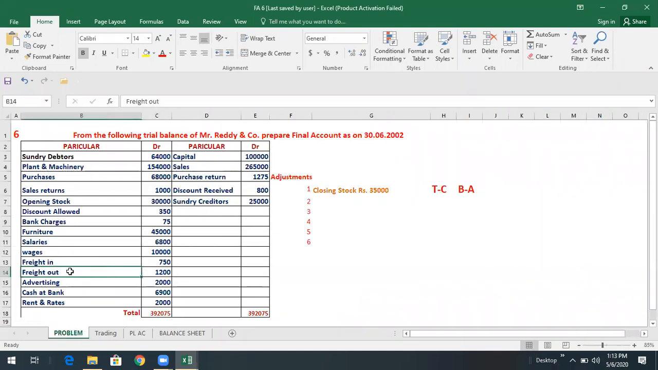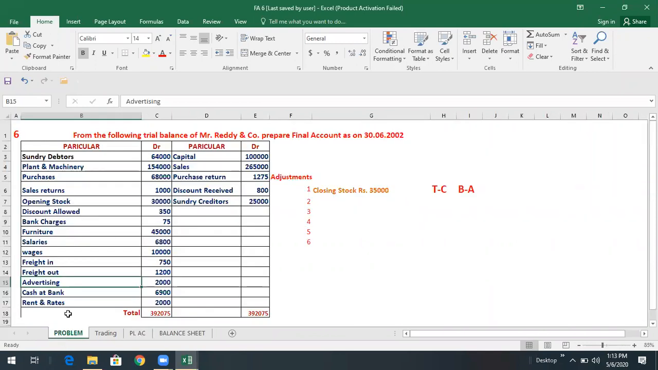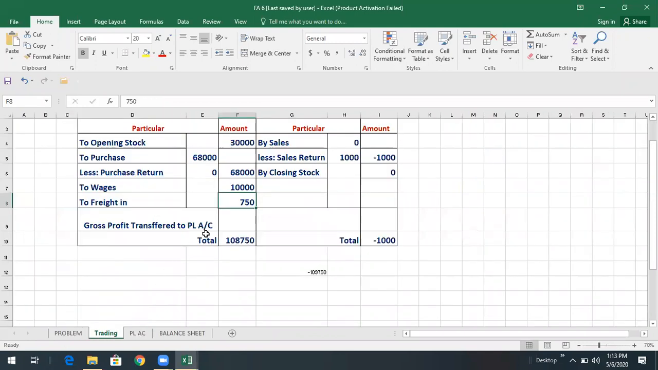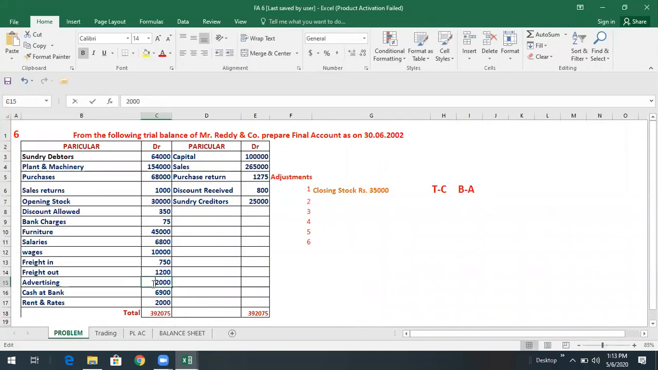So freight out completed. Next, advertising. Where do we use advertising? For the sales. So that means it comes under office expenses. So office expenses means profit and loss account. So I'm entering advertising. What is the value? 2000 rupees. So I'm entering 2000 rupees advertising. So advertising 2000 rupees completed.